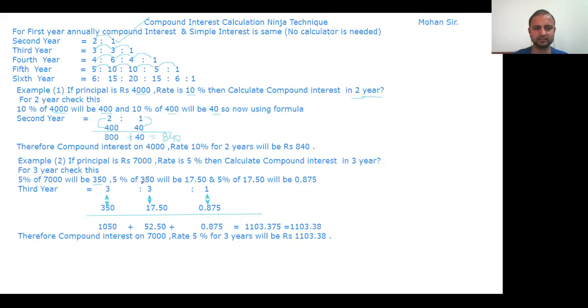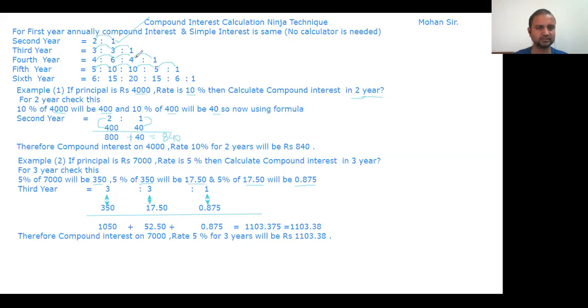Then again, because it is a question of 3 years, now again we calculate 5% of this 350, because we have calculated the first year, it is 350. Now again 5% of 350 will be 17.50. Now again for the third year we calculate 5% of 17 rupees 50 paisa. It will be 0.875 rupees, which is less than 1 rupee.